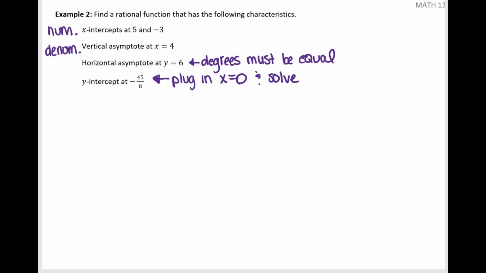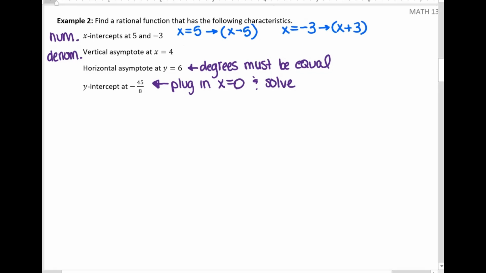We have x-intercepts at 5 and negative 3. We have an x-intercept at x equal to 5. That means its factor is x minus 5. We have an x-intercept of negative 3. That means its factor is x plus 3. We have a vertical asymptote of x equal to 4, which means that our factor is x minus 4.